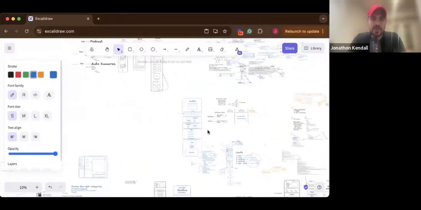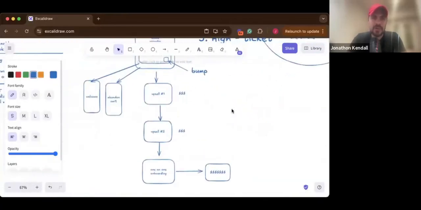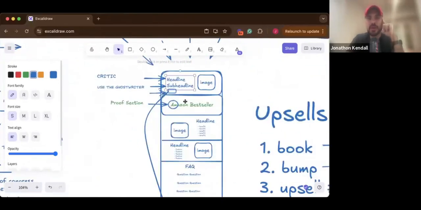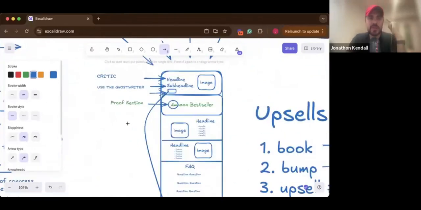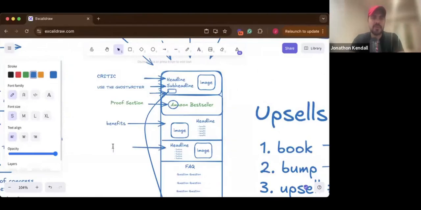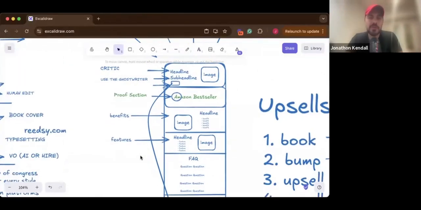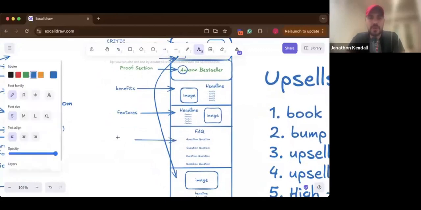Let me kind of walk you through this. So, for example, I went back to this, right? The headline, subheadline, and then this is called the benefits section. You always want to have a benefits section here. And benefits are always first. Benefits is the outcome, and features is the reason why the outcome is trustworthy. This is called a wireframe. This is a funnel or a website. When you're building a website or a funnel, you have to do a wireframe first.